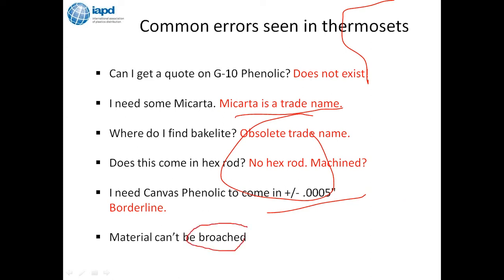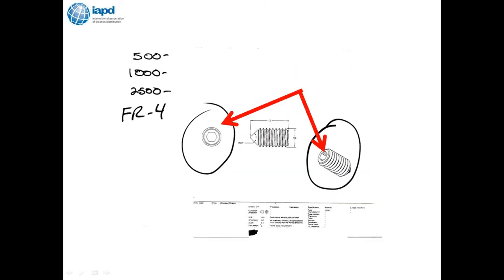And again, this material cannot be broached. So here's an example of a print that we've seen in the past. It comes out with the broaching right there. Can't be done. Again, right there.